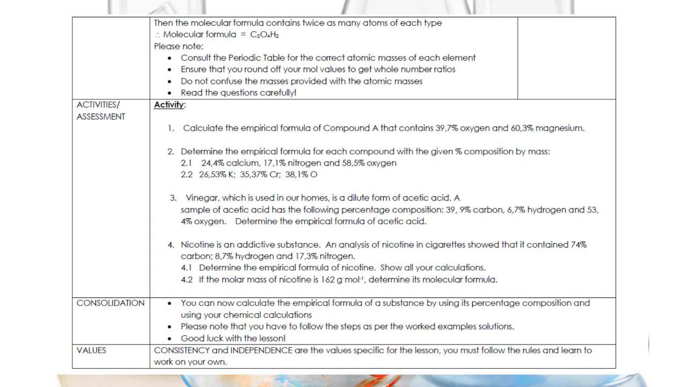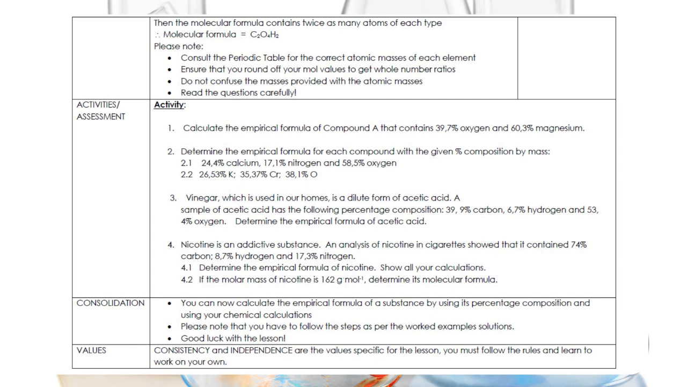3. Vinegar, which is used in our homes, is a dilute form of acetic acid. A sample of acetic acid has the following percentage composition: 39.9% carbon, 6.7% hydrogen and 53.4% oxygen. Determine the empirical formula of acetic acid.